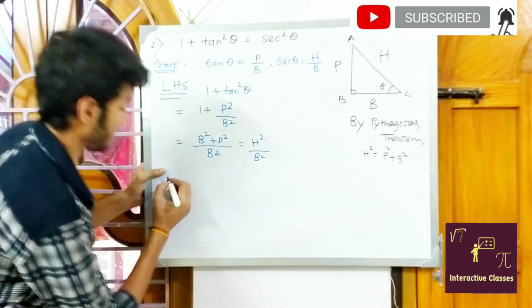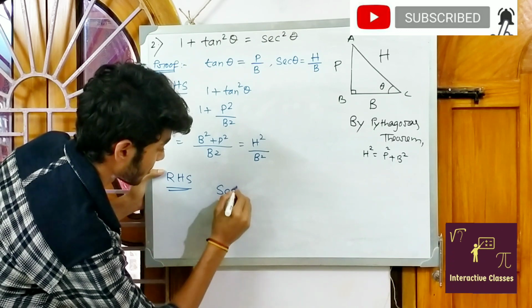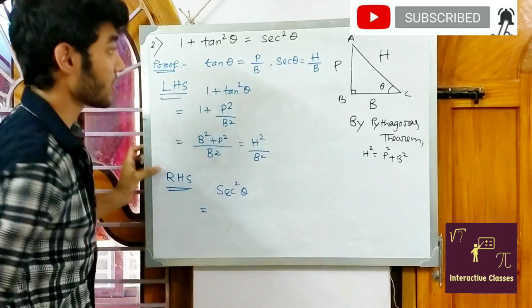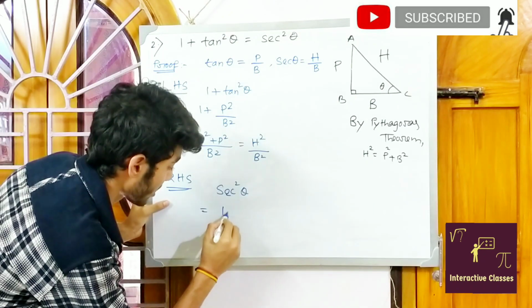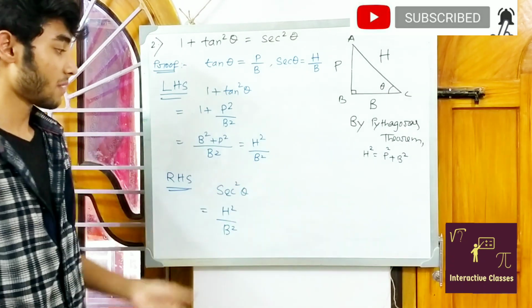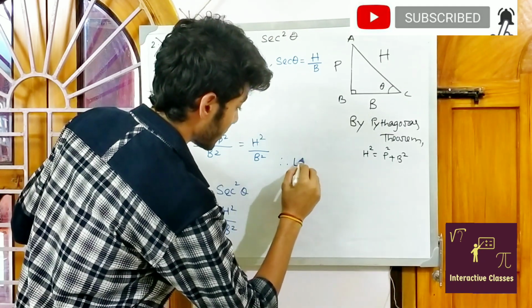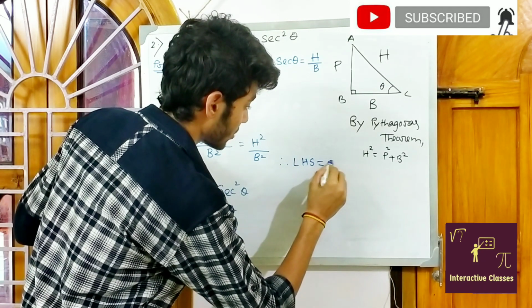Now let us do RHS. RHS is sec square theta. Sec theta is H by B, so sec square theta is H square by B square. From LHS we have got H square by B square, and from RHS we got H square by B square. Therefore LHS equals RHS, and hence 1 plus tan square theta equals sec square theta.